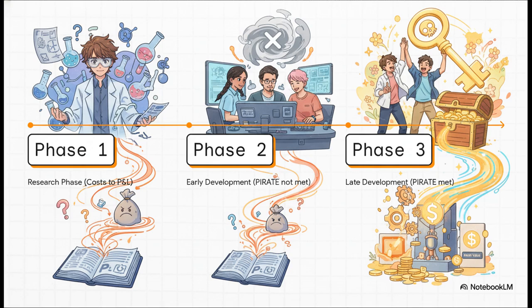Phase 1 is research. That's an immediate expense. Phase 2 is early development. But hey, if you haven't met all the pirate criteria yet, those costs still go straight to the P&L. It's only in Phase 3, late development, once the pirate criteria are fully unlocked, that every subsequent dollar you spend actually builds up your asset's recognized value.